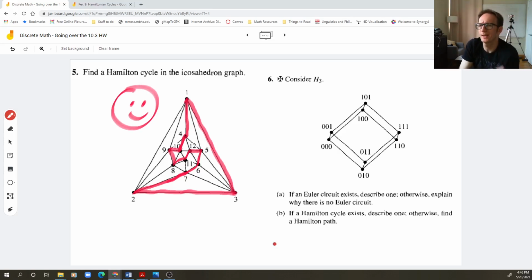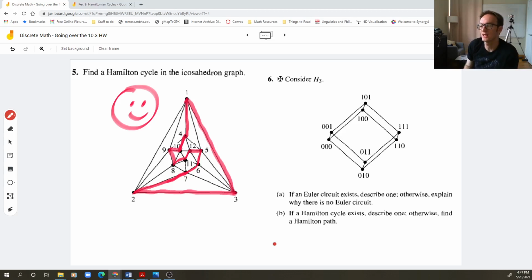Consider H3, otherwise known as a cube. If an Euler circuit exists, describe one. Otherwise, explain why there is no Euler circuit. Sorry, Gossett, no Euler circuit because there exists a vertex of odd degree. In fact, they all have odd degree. This is a cubic graph.